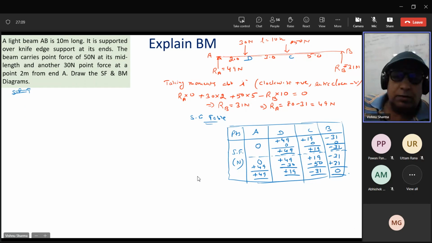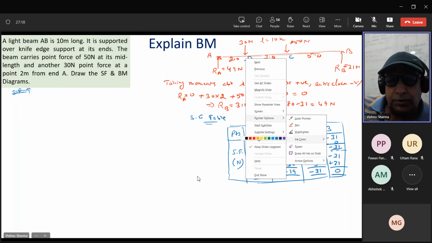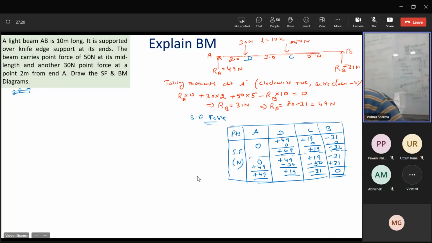Let me draw the separation line in a different color so that people don't have any confusion. And I doubt anybody will have any doubts. But if you still have any doubts, let me know. These are the cells divided, right? Tell me, guys, is the shearing force table clear to everybody now?